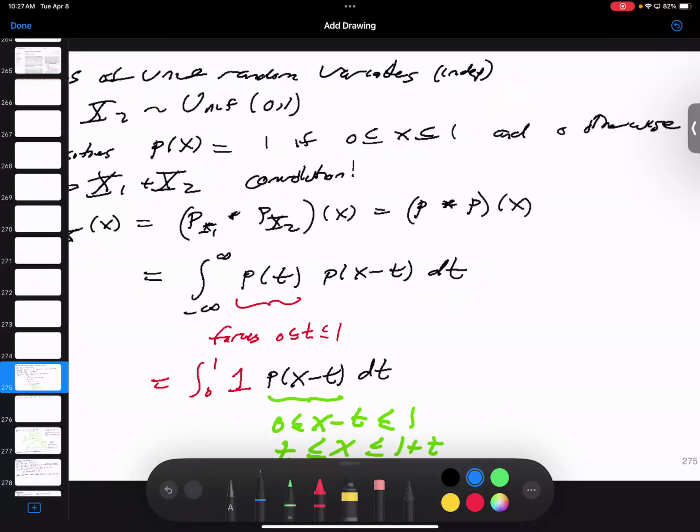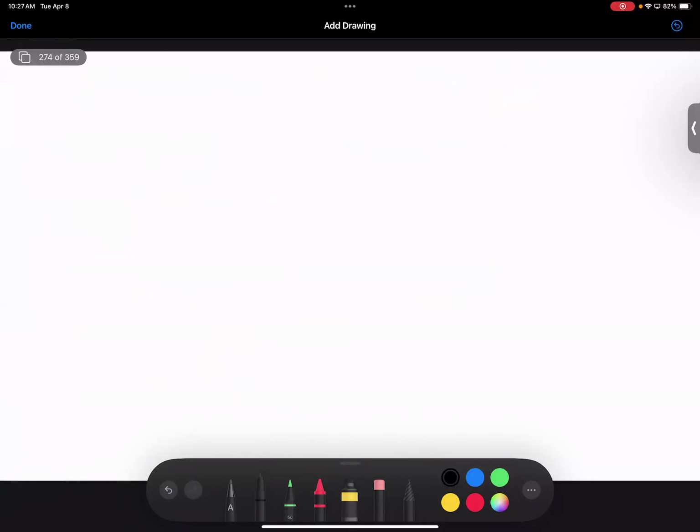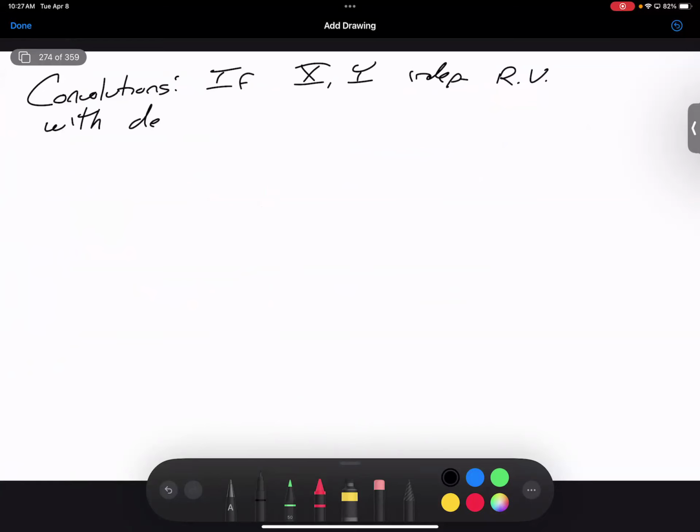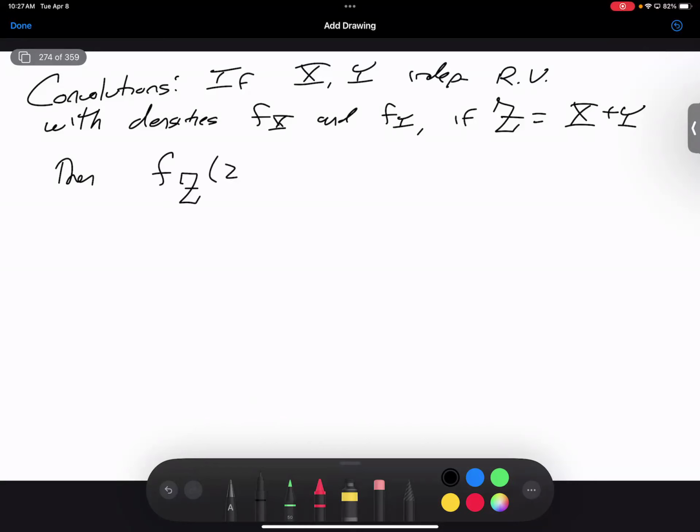And so now it's time to do sums of random variables. So let's just recall convolutions. If X and Y are independent random variables with densities f of x and f of y, and Z equals X plus Y, then we showed that the density of Z is the integral of the density of X at t times the density of Y at z minus t, dt. This is a wonderful formula.